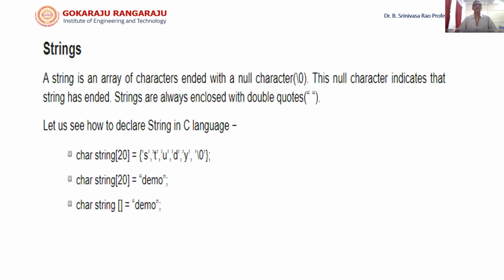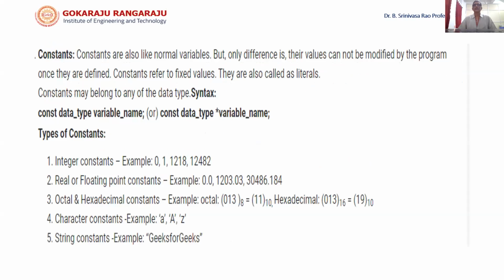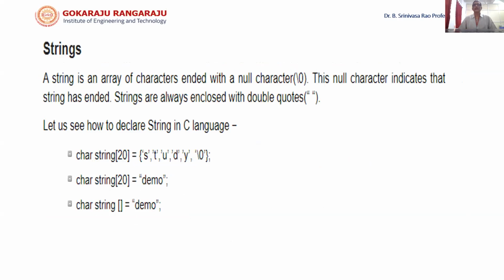Next concept is strings. A string is an array of characters ended with a null character, backslash zero. This null character indicates that the string has ended. Strings are always enclosed within double quotes as shown in parentheses.